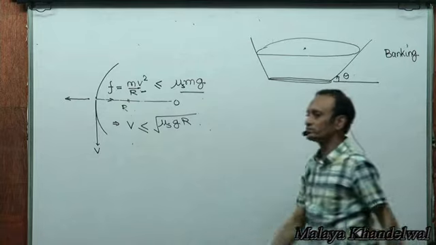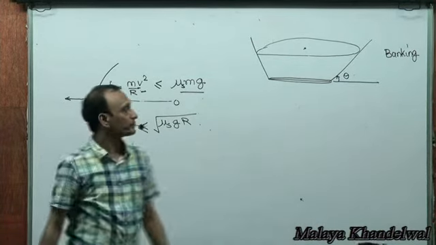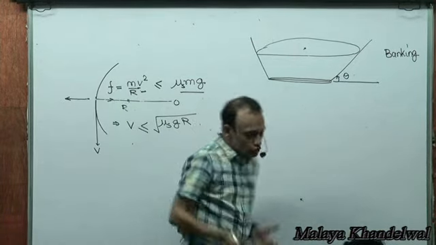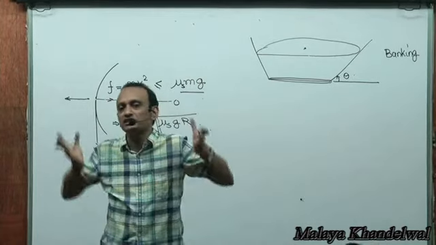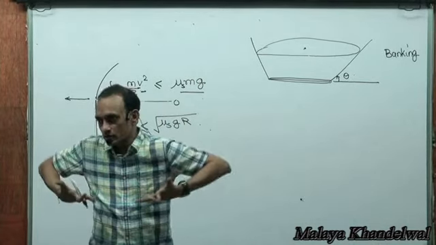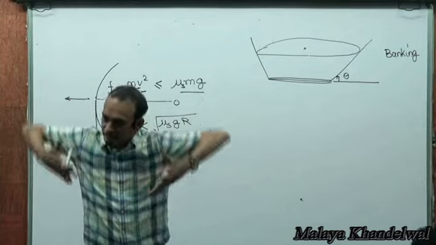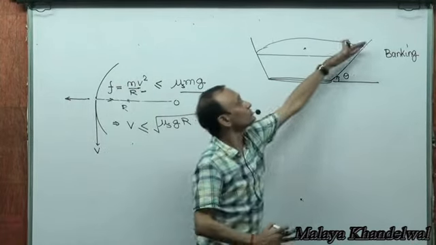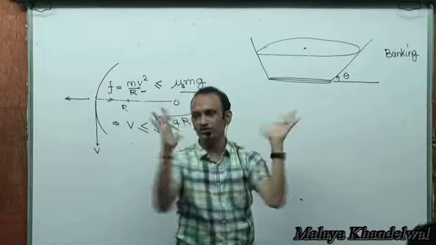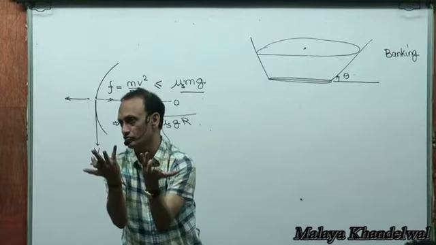Now, how does it help? So we then say we have banked the road. We have slightly raised it, lifted it. This is my road. All over is the road like this, like a frustum of a cone. Surface of a frustum of a cone.